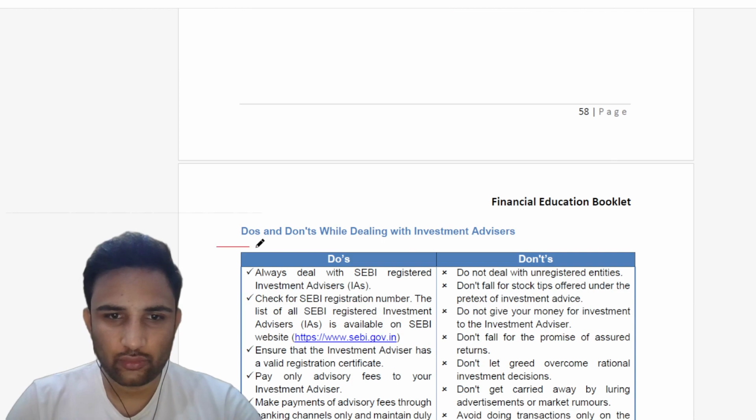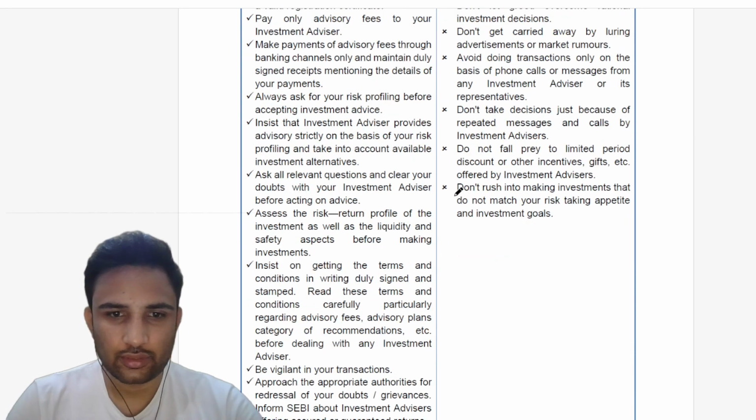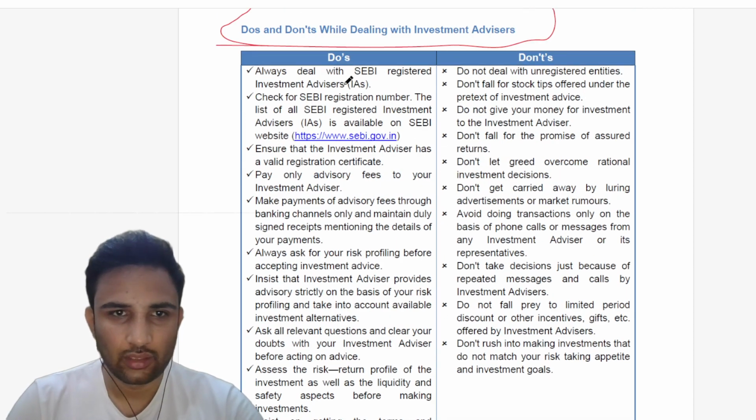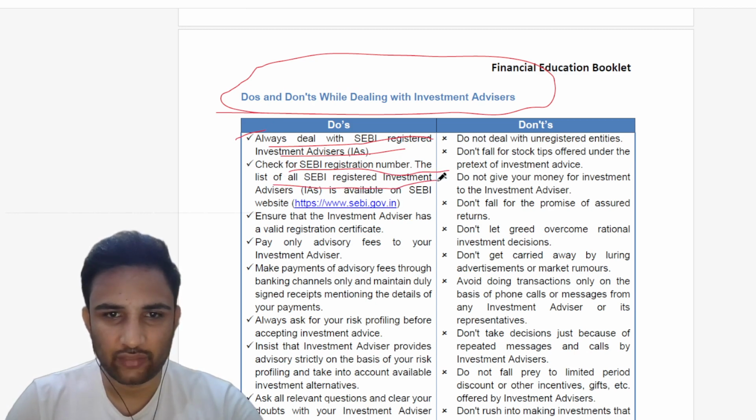So, what are the do's and don'ts while dealing with investment advisors? First, we will read out the do's, then we will cover the don'ts. So, always deal with a SEBI registered investment advisor. Check for SEBI registration number. The list of all SEBI registered investment advisors is available on the SEBI website. Ensure that the investment advisor has a valid registration certificate.